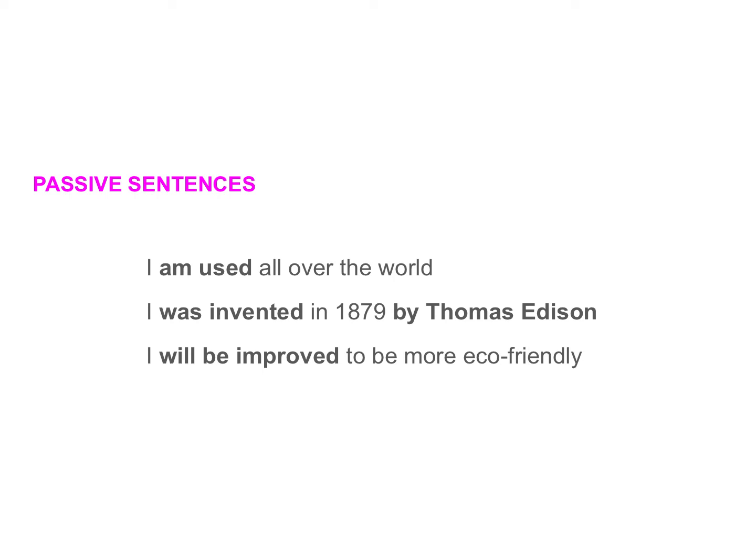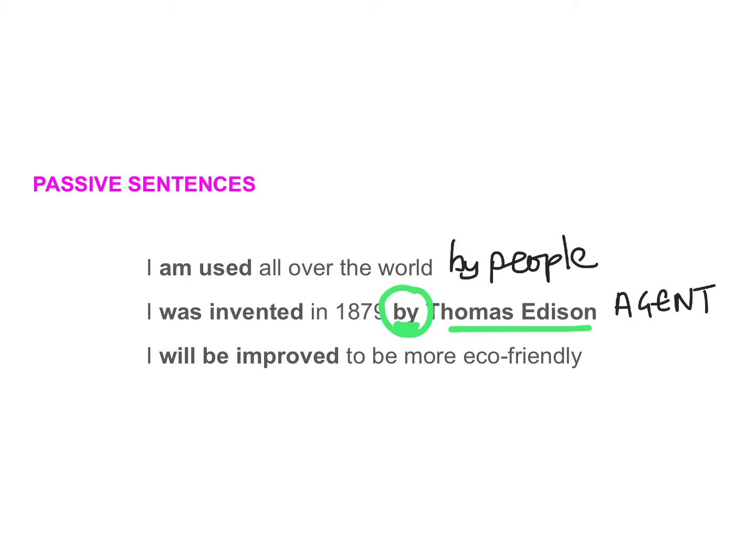If we do know who is responsible for an action, or we think that it's important, then we can add the person or the thing using the word by. The light bulb was invented in 1879 by Thomas Edison. Thomas Edison is called the agent, the person responsible for the action. If the agent is not important or specific, then we do not use it.